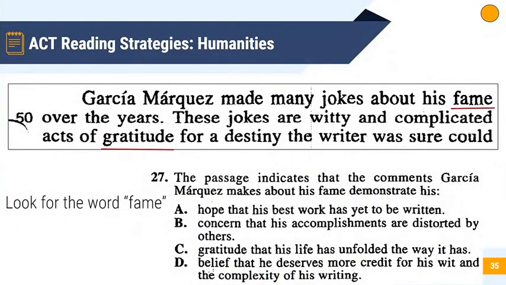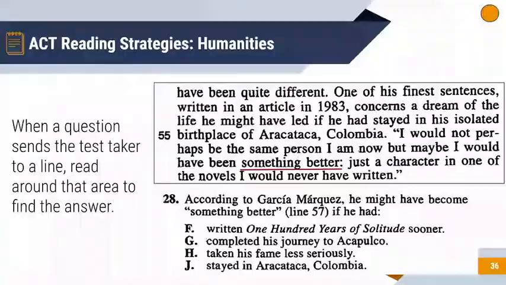This is another question. We've got comments about Garcia and his fame. So we're going to look for that word fame. As we scan, there's fame. Even the word, he said it was witty. He laughed about his fame, gratitude. Answer choice says gratitude is C.